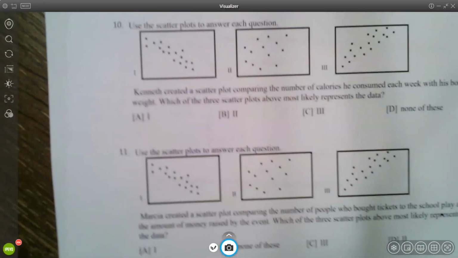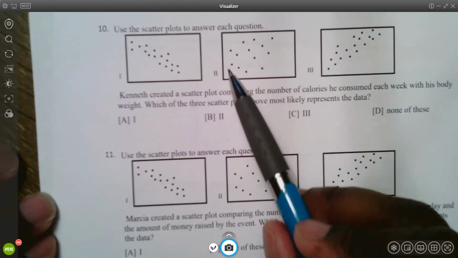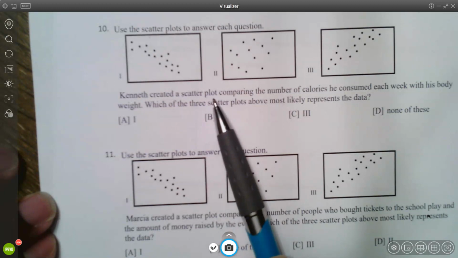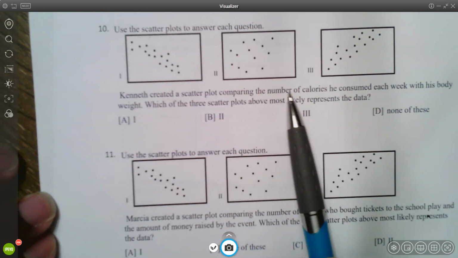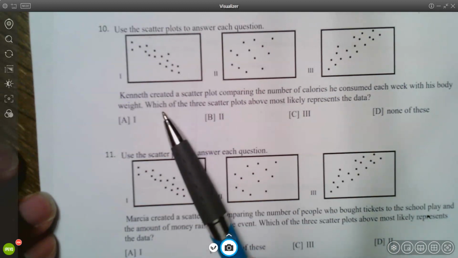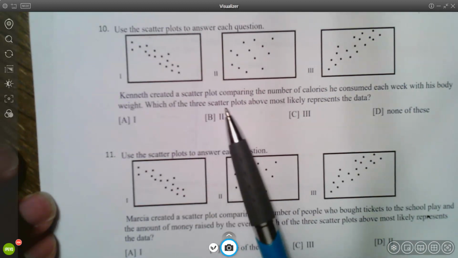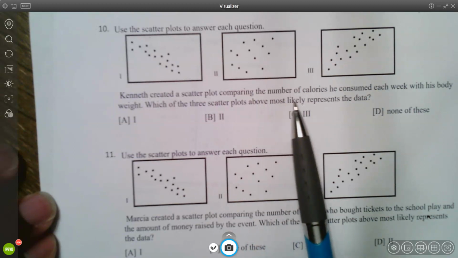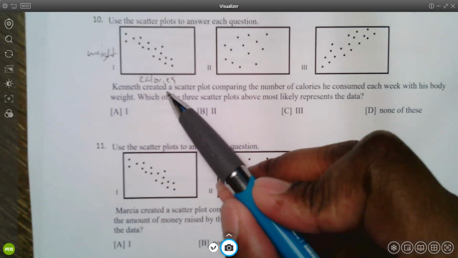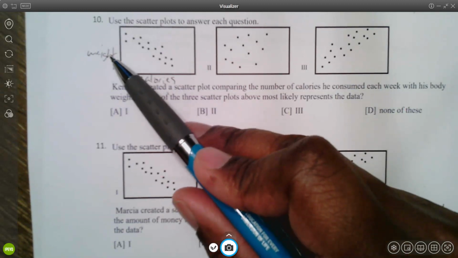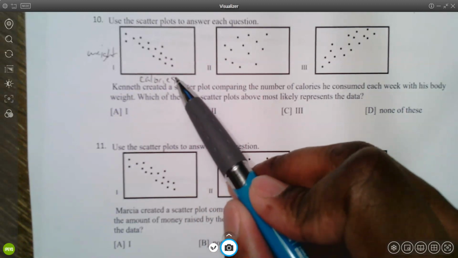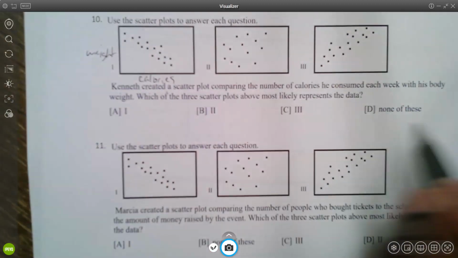Skip ahead to number 10. Number 10 says, use the scatter plot to answer each question. Kenneth created a scatter plot comparing the number of calories he consumed each week with his body weight. Which of the 3 scatter plots above most likely represents the data? So I made calories my independent variable and weight my dependent variable, because your weight does depend on how many calories you eat, not vice versa. So this would be my y-axis and that would be my x-axis.